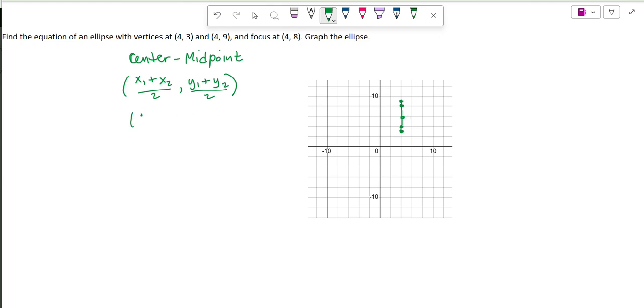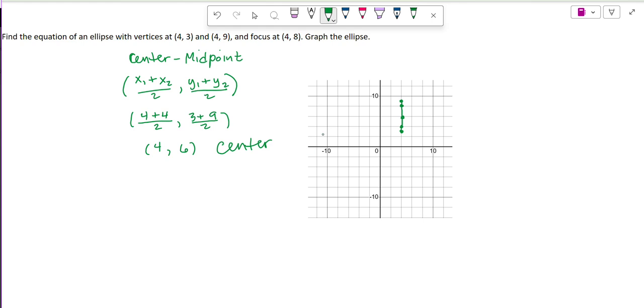So that would look like this, 4 plus 4 divided by 2, and 3 plus 9 divided by 2. So that would be 4 still, which of course makes sense. We're still on x equals 4. And then that's 12 divided by 2, so 6, 4, comma 6, which is what I have there. So this is the center. So we for sure needed that.